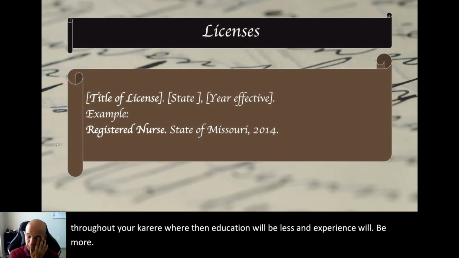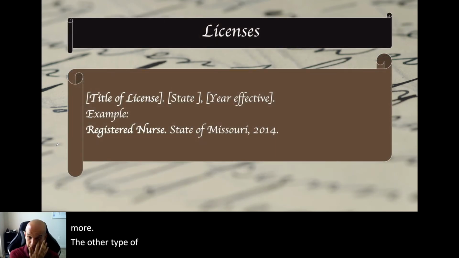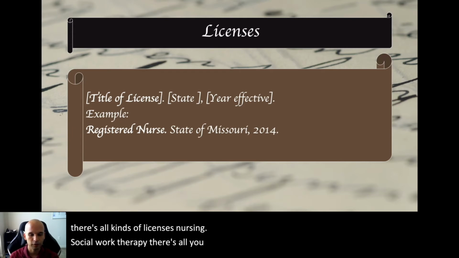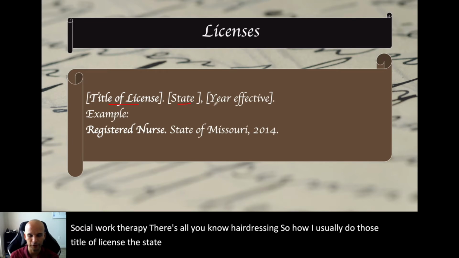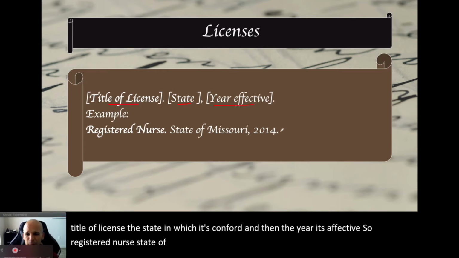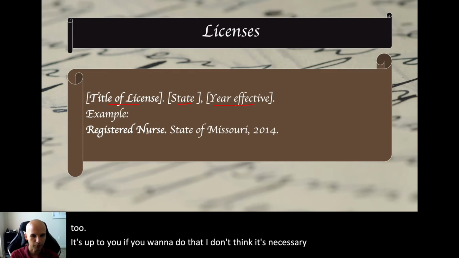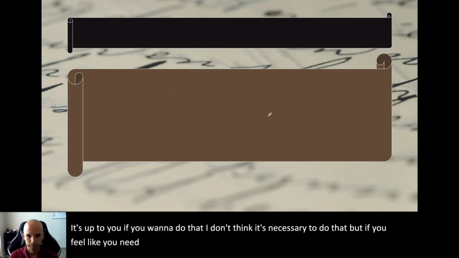The other type of education you can get are licenses. There are all kinds of licenses: nursing, social work, therapy, hairdressing. How I usually do those: title of license, the state in which it's conferred, and then the year it's effective. So registered nurse, state of Missouri, 2014. Some people put their license numbers too. It's up to you if you want to do that. I don't think it's necessary, but if you feel like you need to, you can.